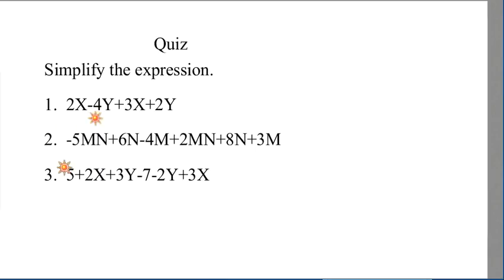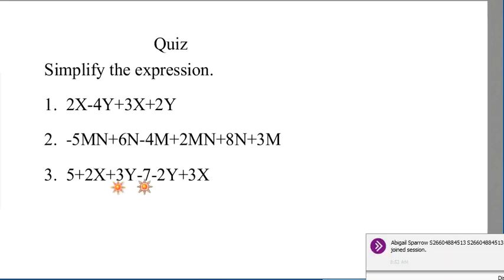Okay, for this one you have a negative 5m, so that's a negative 5, positive 6, negative 4, positive 2, positive 8, positive 3. So remember, when you're combining like terms, you need to pay attention to the sign that's in front of the coefficient, because when you're combining, you have to use that sign. Okay, so for question number 3, we have a 5, a positive 2, a positive 3, a negative 7, a negative 2, and a positive 3.